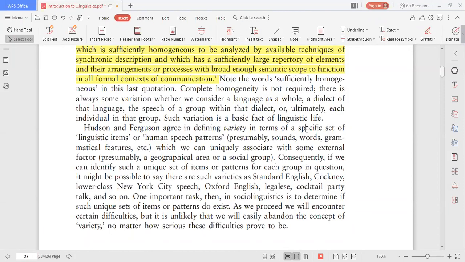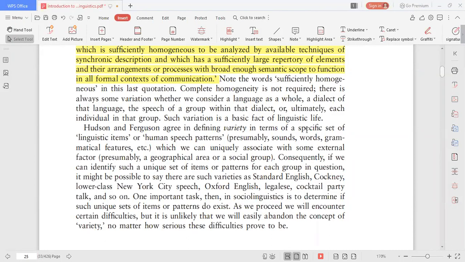Okay, sir. Right. Now, Hudson and Ferguson agree in defining variety in terms of a specific set of linguistic items. They're trying to understand the variety or human speech patterns. So they are saying that human speech patterns are specific linguistic items. And he has given some examples. He's saying presumably sounds, words, grammatical features, and so on. These are commonly known as human speech patterns.